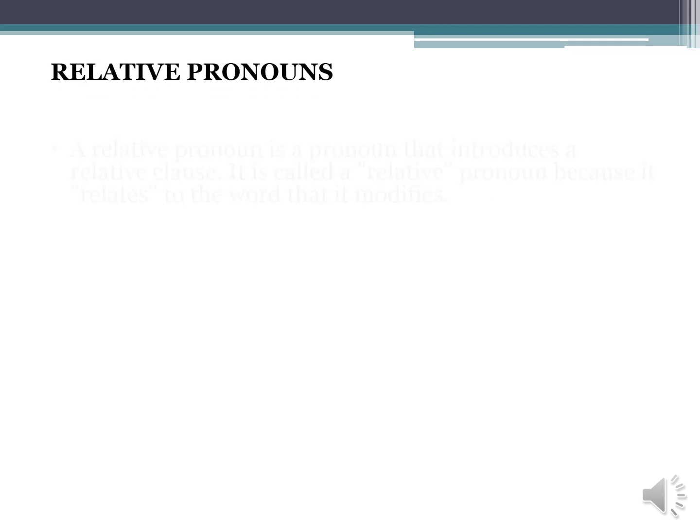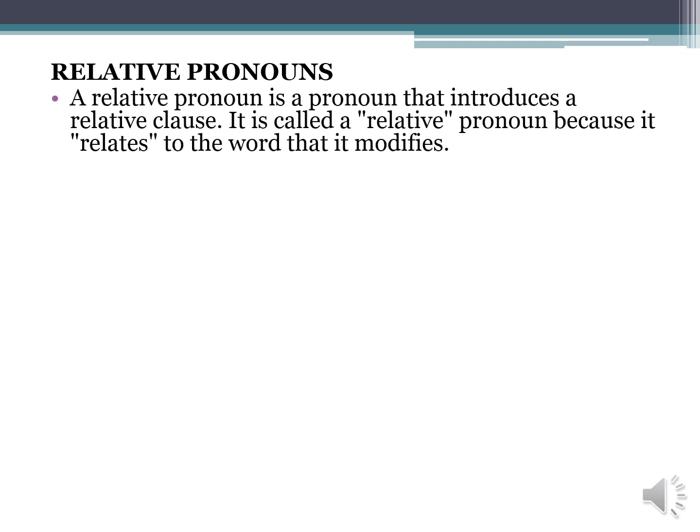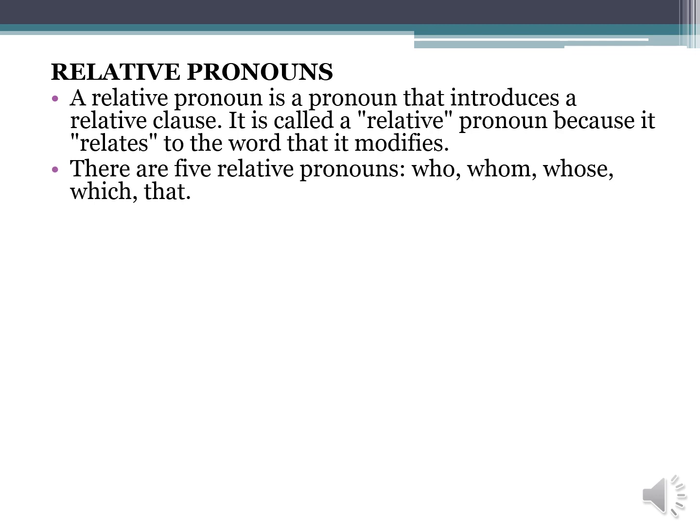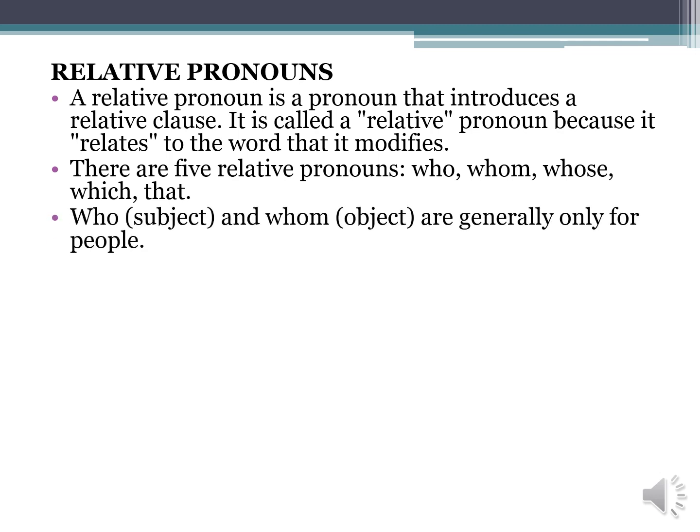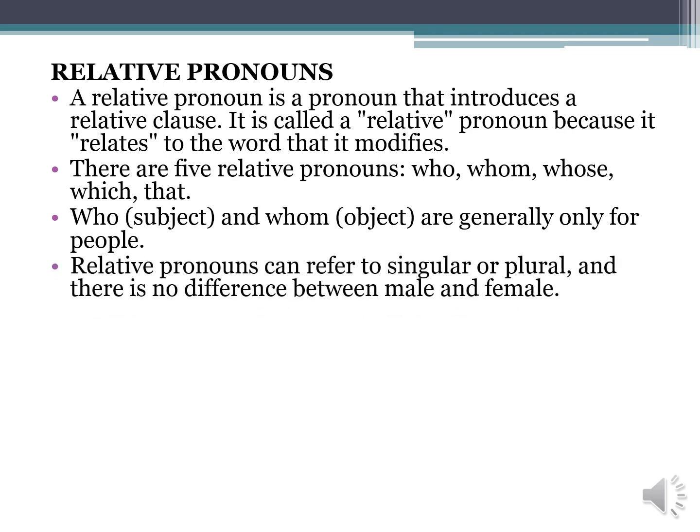Next type is relative pronouns. A relative pronoun is a pronoun that introduces a relative clause. It is called a relative pronoun because it relates to the word that it modifies. There are five relative pronouns. They are who, whom, whose, which, that. We can use who and whom generally for people. Who is used for the subject, whom is used for the object. Relative pronouns can refer to singular or plural and there is no difference between male and female.